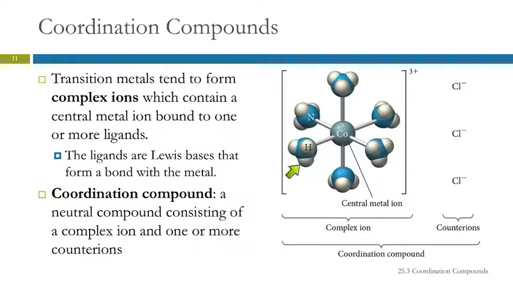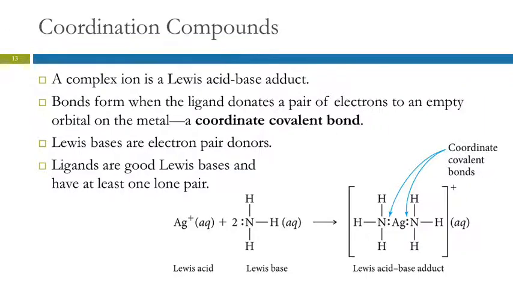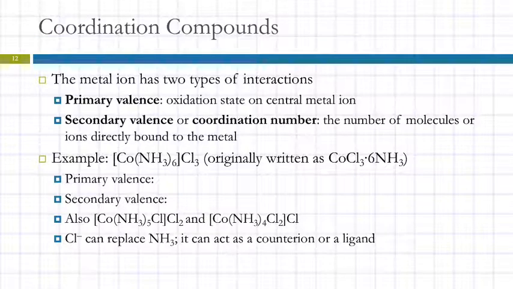The ligands here are Lewis bases, and they form a bond with the metal. We'll talk more about the Lewis base thing in a minute. So that metal ion has 2 types of interactions. We call them valences. There's the primary valence, which is the oxidation state on that central metal ion. And then there's a secondary valence, or it's often called a coordination number. That's how many molecules or ions, how many ligands are bound directly to the metal.